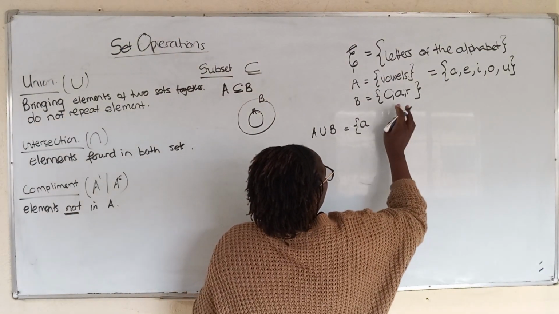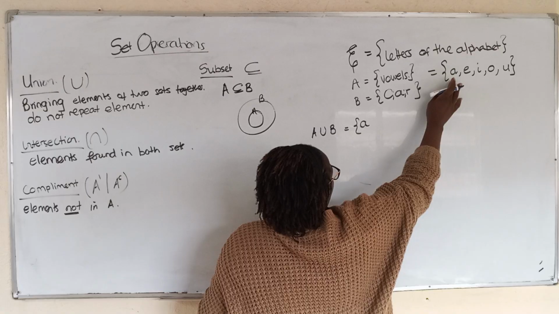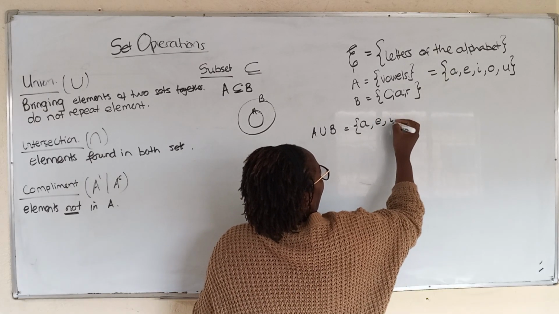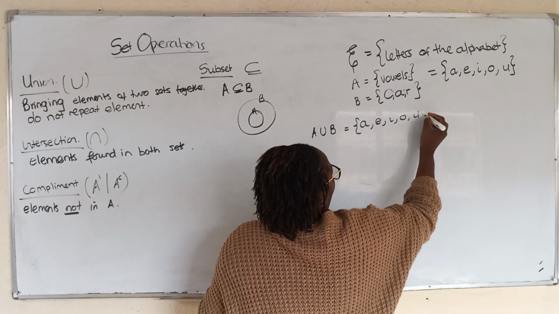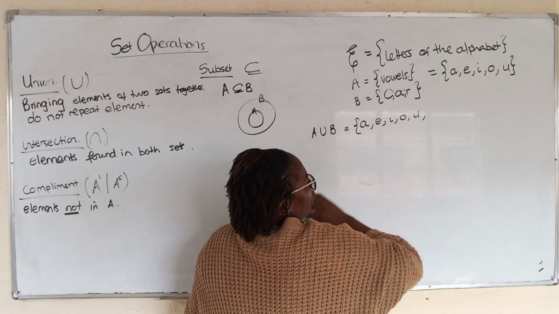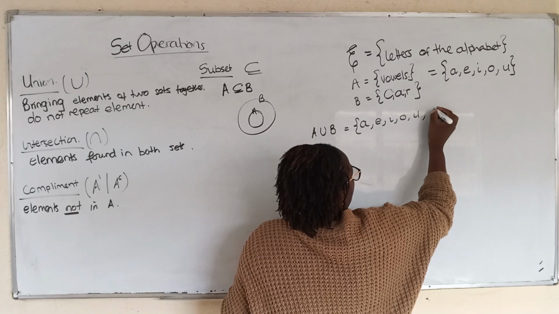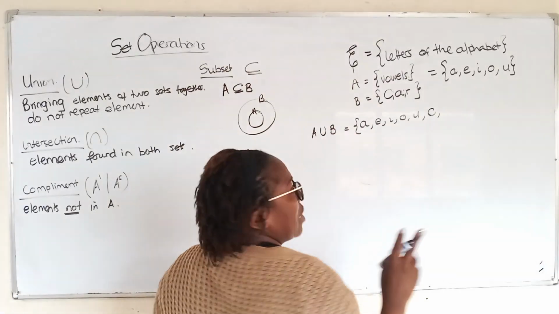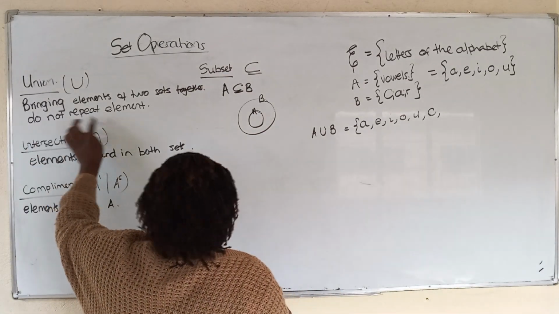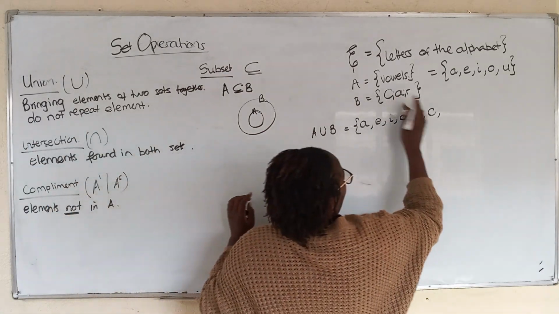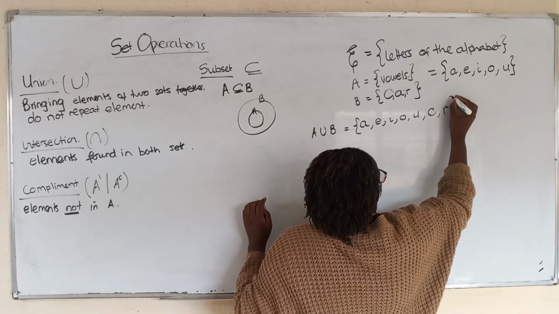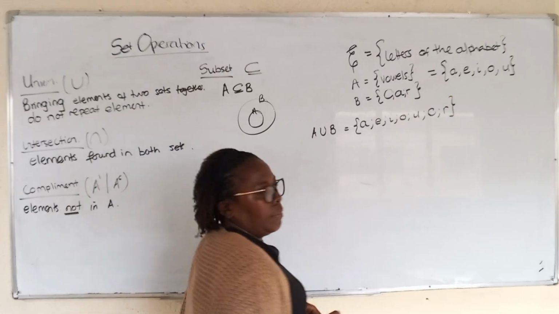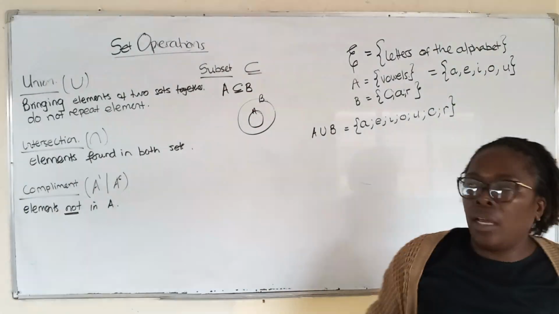We can start with the elements of A: A, E, I, O, U, and we bring them together with the elements of B. So we add C. Because we've written A before, we do not repeat the elements. Remember, it's written here, do not repeat the elements. So we've already written A, we then go on and write R, and then we close that set. So this is the union of the set.